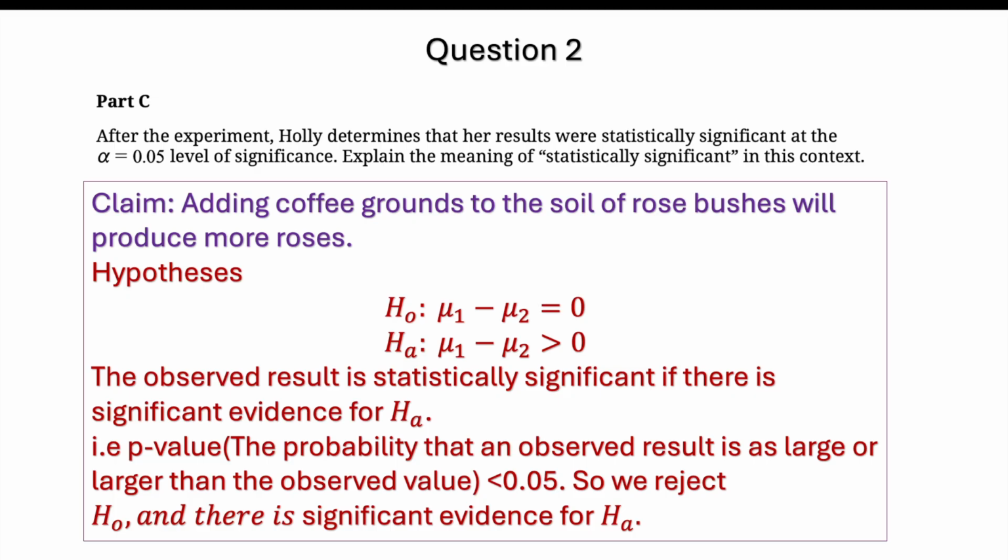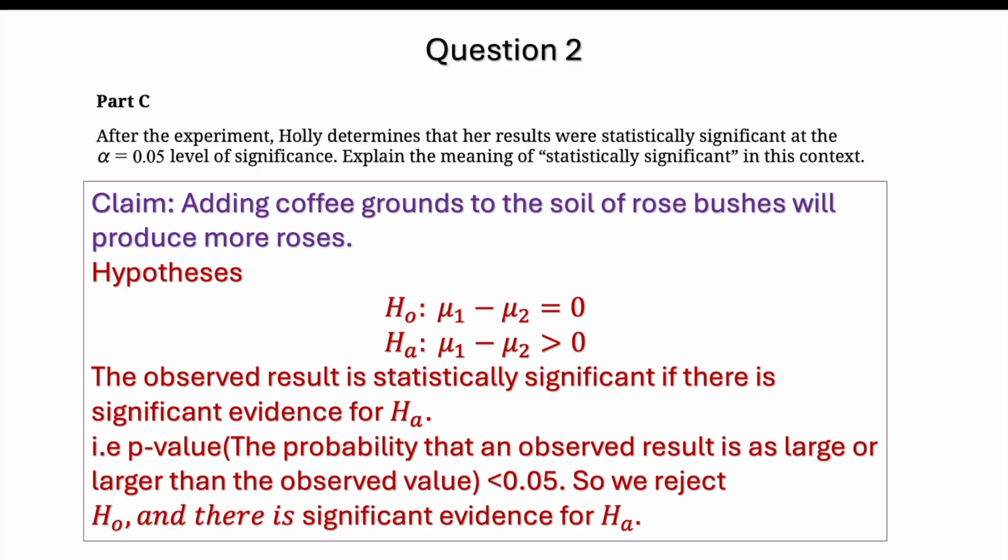Now the observed result is statistically significant if there is significant evidence for the alternative hypothesis. That is, the p-value, or the probability of getting a result as large or larger than the observed value, is less than 0.05. That is when we reject H0 and find that there is significant evidence for HA. So for her result to be statistically significant, the p-value should be less than 0.05. That means it is unlikely that the result might have happened by chance alone.